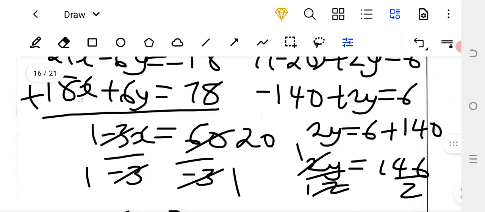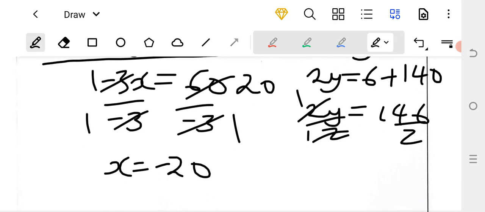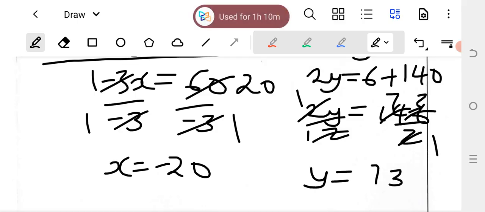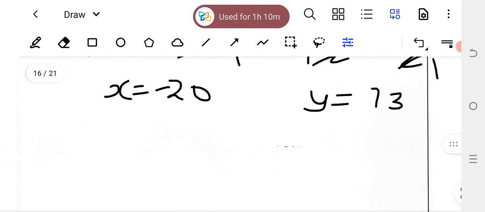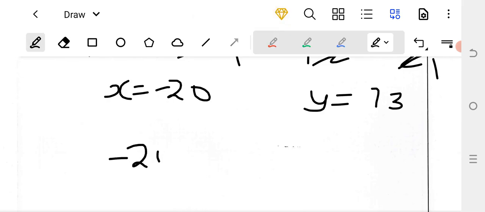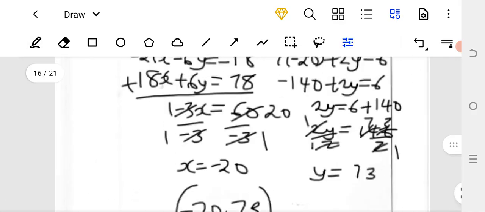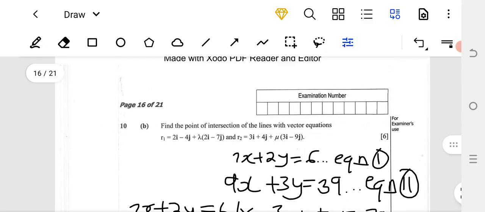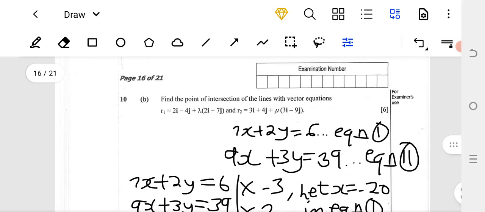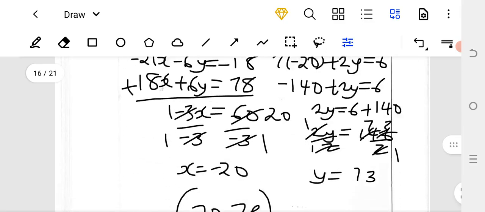Okay, so if we scroll up, y is equal to, 2 can go into itself a 1, into that's a 7, into that's a 373. Therefore the point of intersection is negative 20, 73. Sometimes you can have big answers. So like in this case, this was the point of intersection, negative 20, 73. I hope you followed for each and every step.